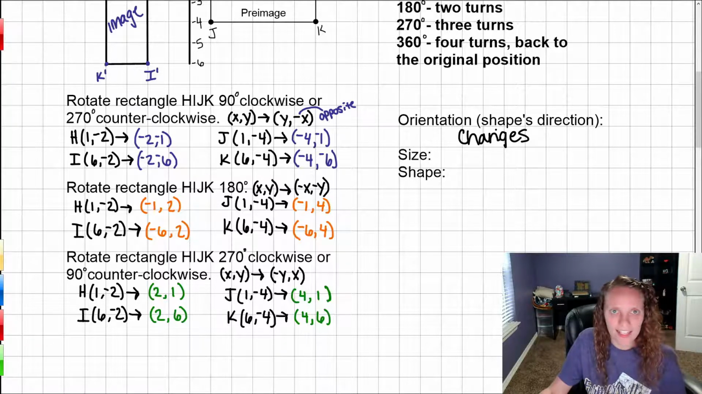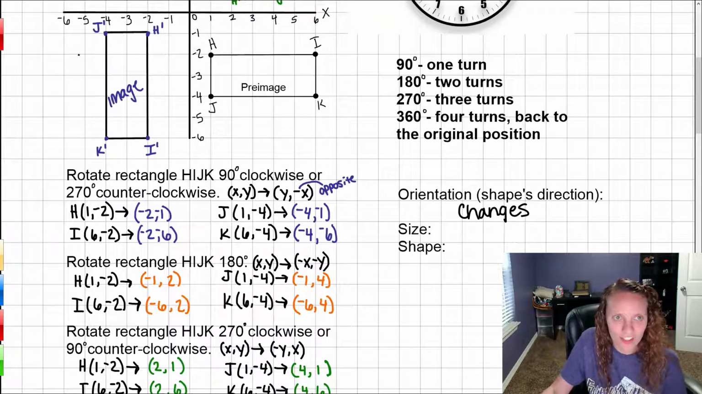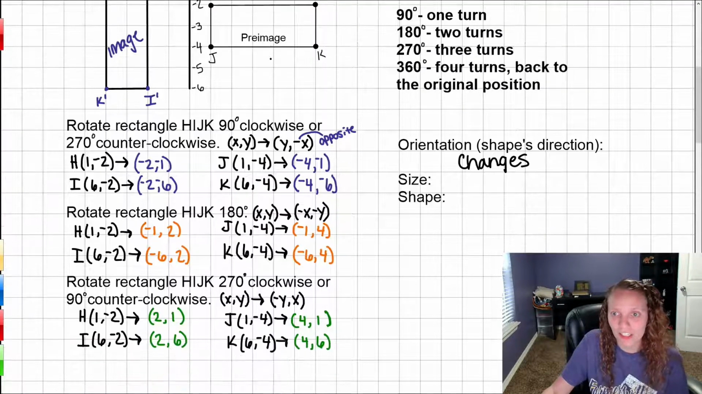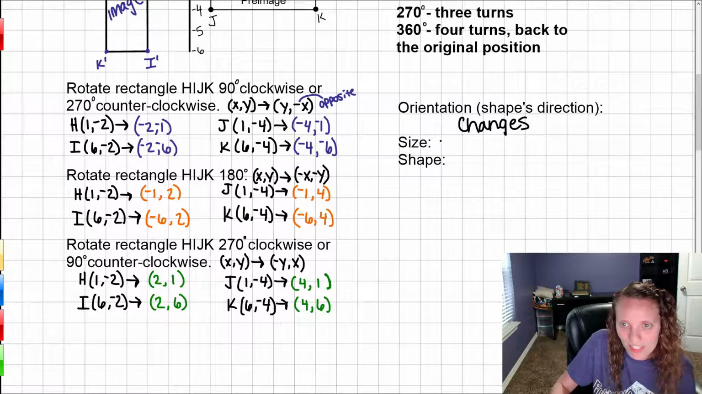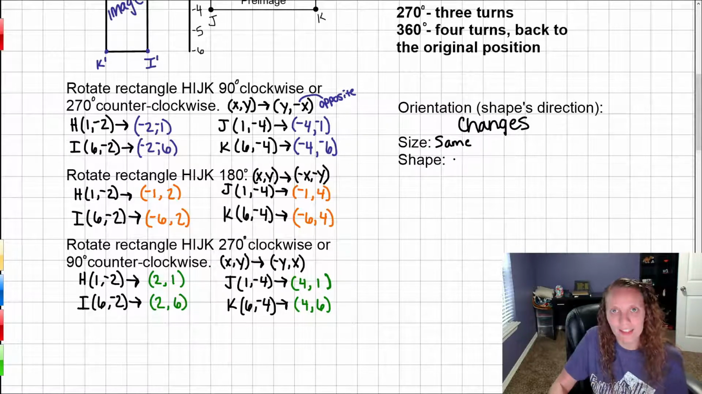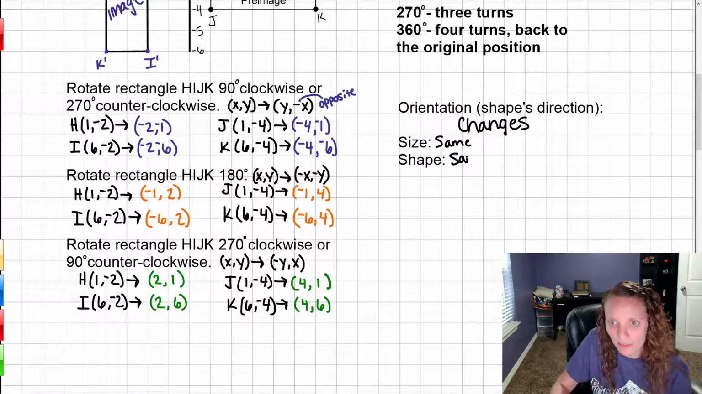Now the size, when we rotate, the size doesn't change. It's still the same. It's a 2 by 1, 2, 3, 4, 5 rectangle. Each time it's staying a 2 by 5. Rotating or turning a shape or an object does not change the size, so it stays the same. And rotating these rectangles, they stayed rectangles, so the shape stays the same.